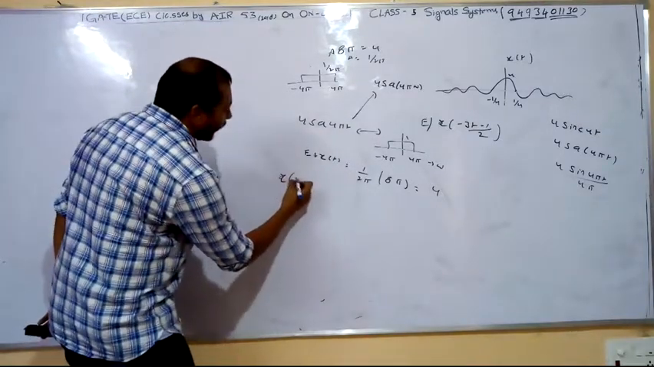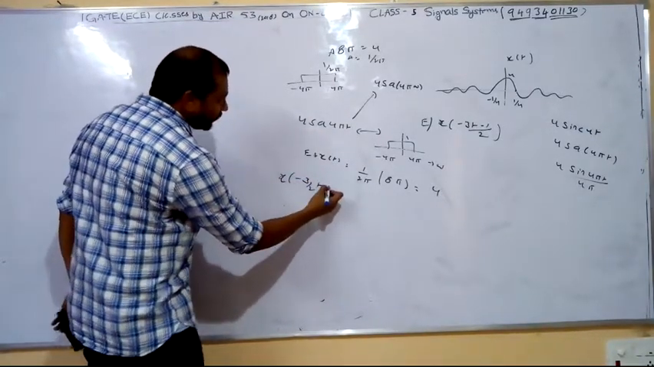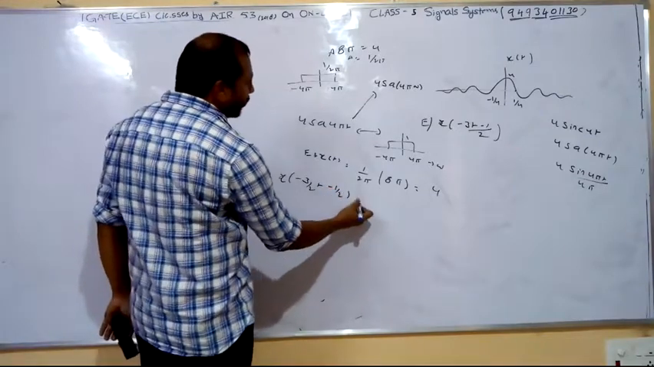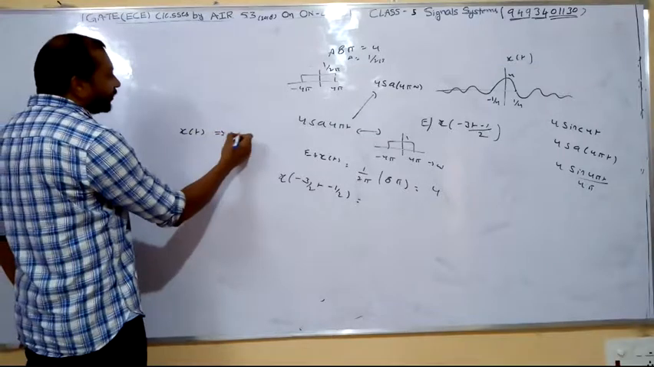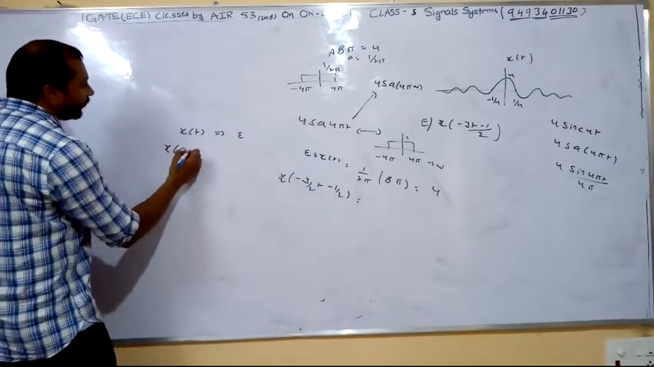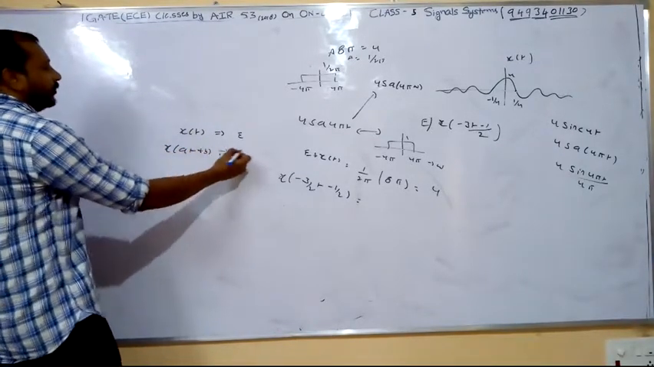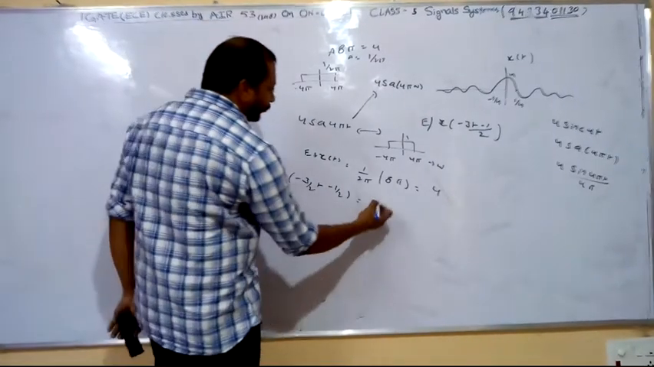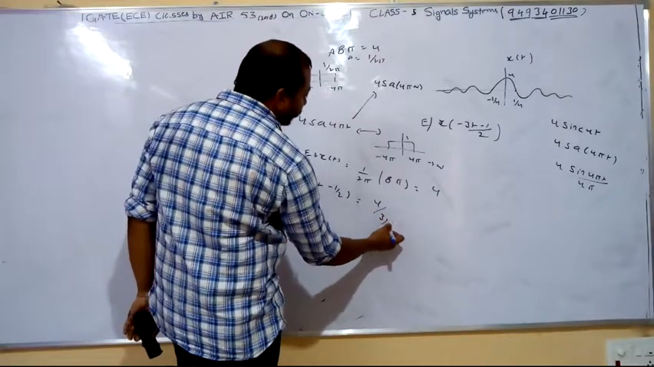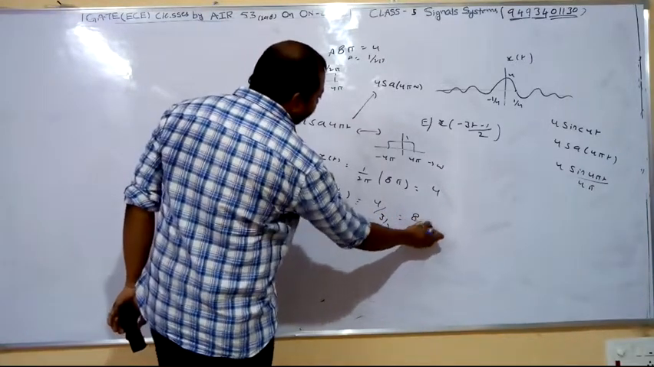So x of minus 3 by 2 t minus 1 by 2. If the signal x of t has energy E, what is the energy of the signal x of at plus b? It is simply E by a, already we have seen. So this value is equal to simply 4 divided by 3 by 2, which will become 8 by 3.